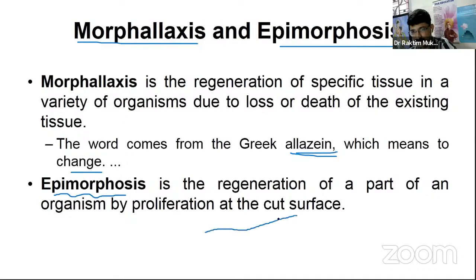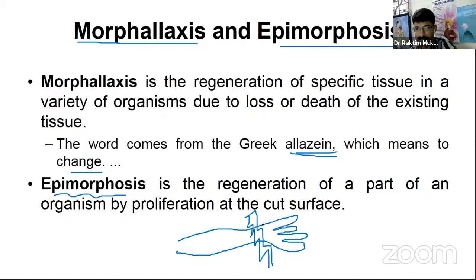So this was a complete organ, right? The regeneration would proceed by proliferation from this cut structure, that is epimorphosis. Things don't end over here. I have other explanations as well. So morpholaxis and epimorphosis.